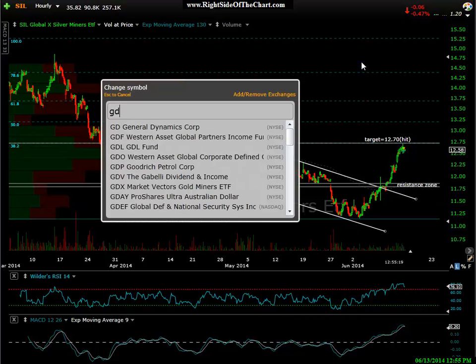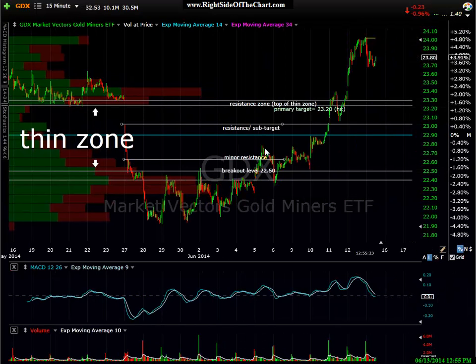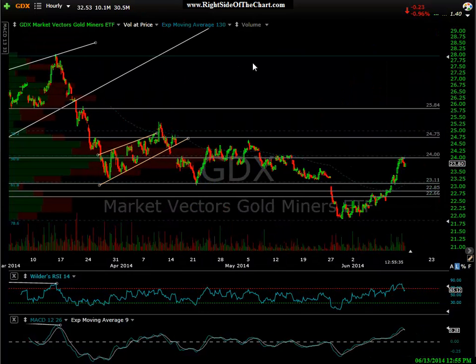Let's take a look at GDX real quick, the gold mining ETF. This was the 15-minute chart. Again, this was a static chart posted recently. You can take a look at that. I only had listed this one 15-minute target on gold. On GDX, GDX is also a long-term trade idea.